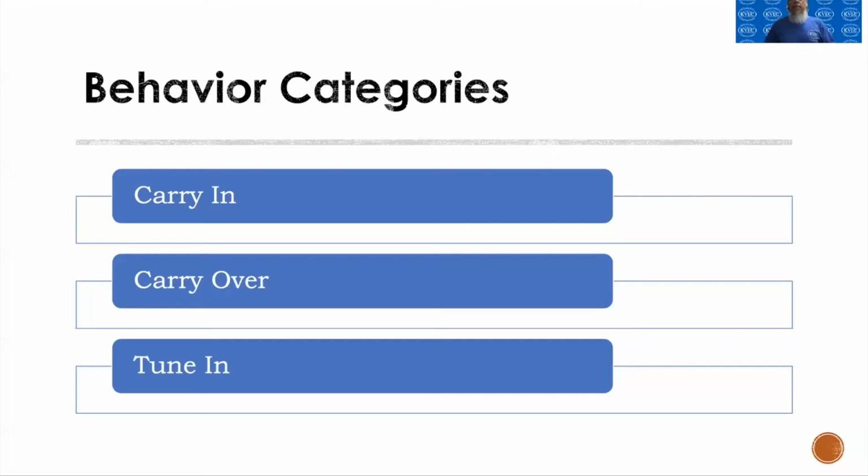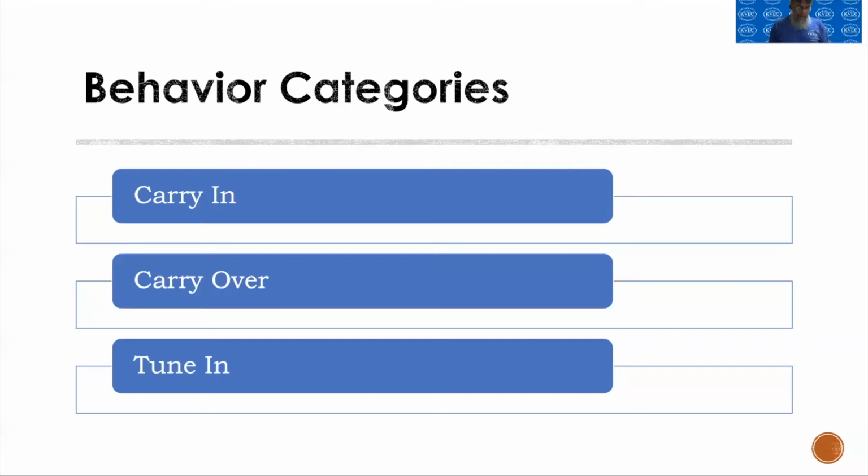So carryover behaviors may carry on over into the classroom, or into the cafeteria again, or back out on the playground. Those are behaviors that are within our control, but they carry them over from setting to setting. Until you have those issues resolved, you're going to have those carryover behaviors.